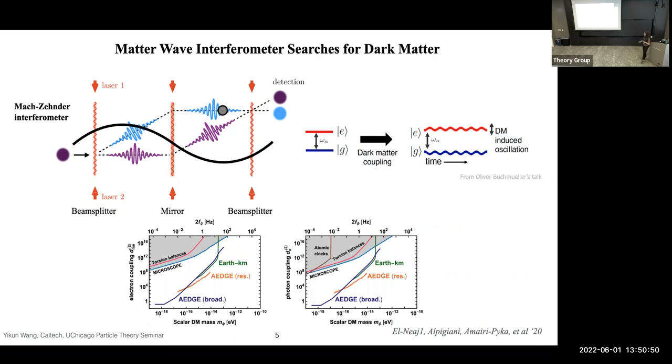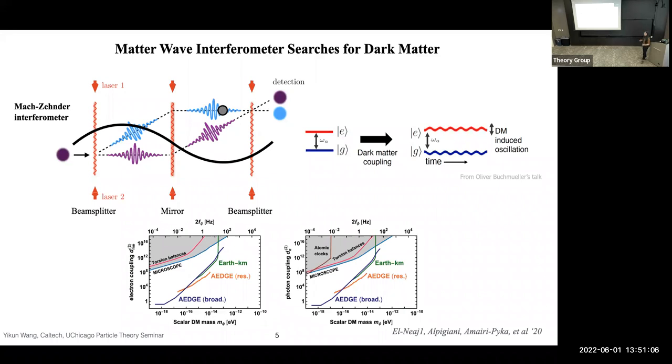science paper. As you can see here, this is the sensitivity to the dark matter's coupling to electrons and also photons as a function of dark matter mass. The most sensitive region is somewhere between 10 to the minus 18 to 10 to the minus 10 eV.